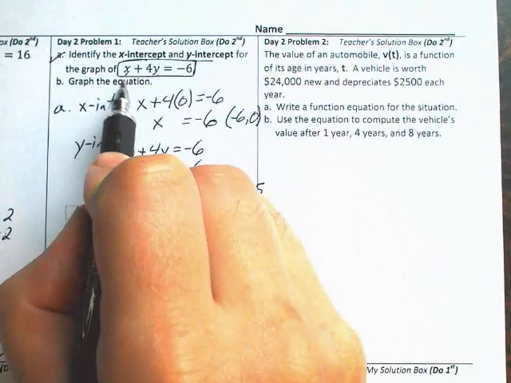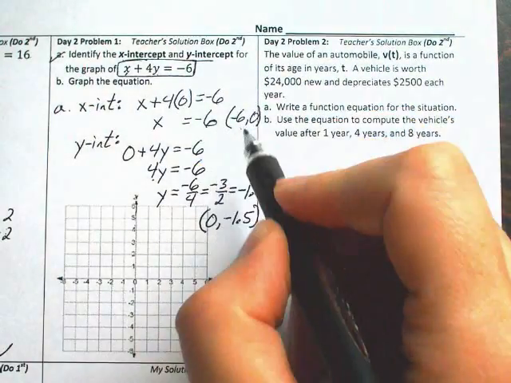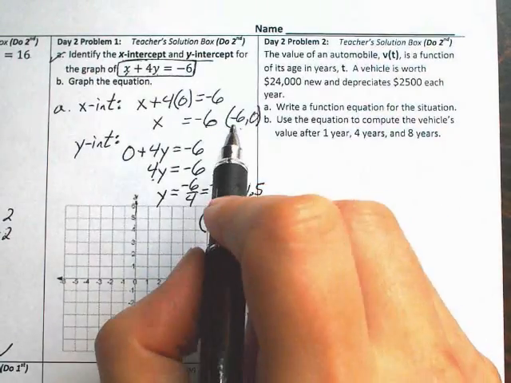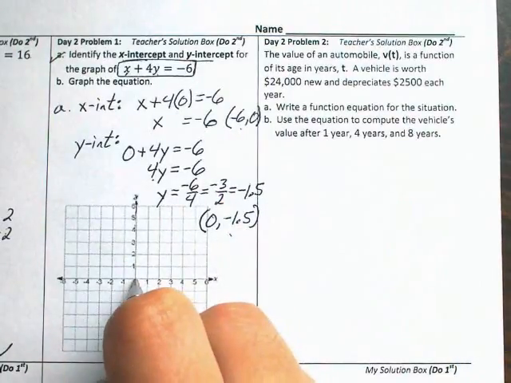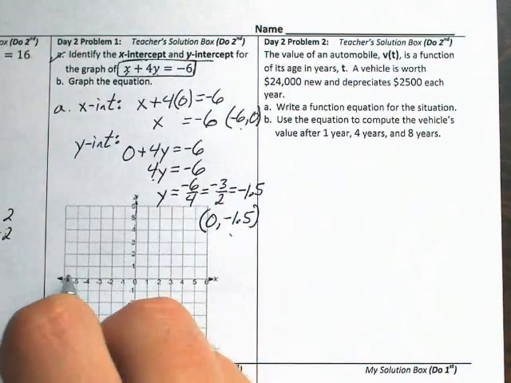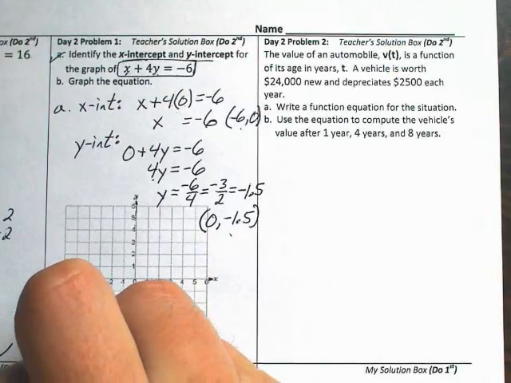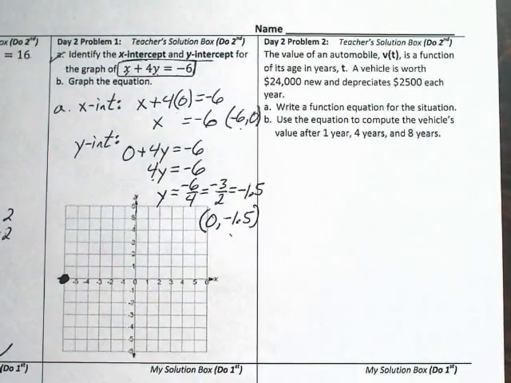Now part B, graph the equation. We can do this by finding these dots and then drawing a line between them. So first, the x-intercept, negative 6, comma 0. From the origin, negative 6 goes to here, and comma 0 is not up or down at all. And so here's the dot called the x-intercept.